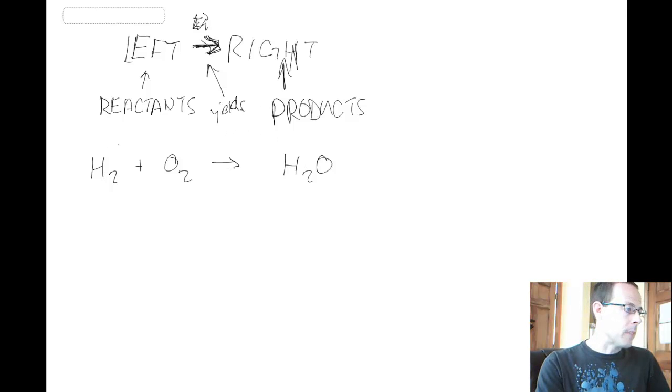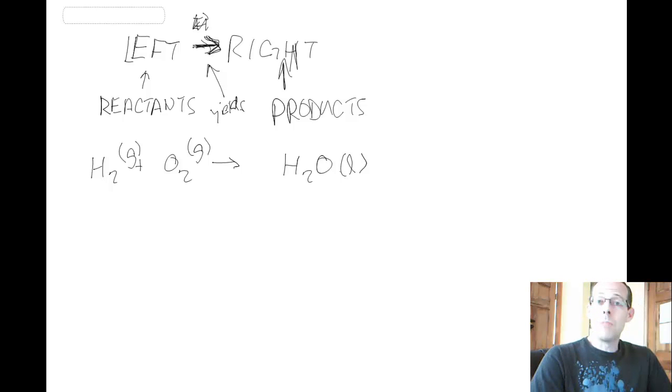The other thing that you're going to see, which I want you to be aware of, though you don't have to do this if I ask you to do things, is that typically after an element or a compound, there's going to be a set of parentheses. There are several things that can be in the parentheses. In this particular reaction, hydrogen and oxygen are both G's, and water is going to be a scripted L. Those mean something.